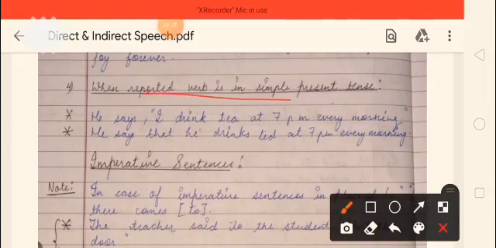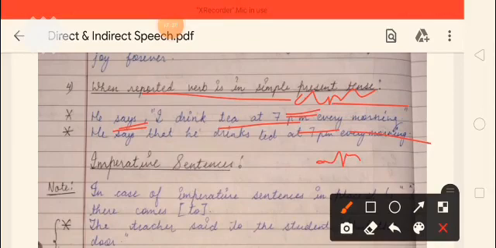Now the fourth one is, when the reporting verb is in simple present tense. Here the reporting verb I am saying is in simple present tense, that is, for example, say or says. In that case, there is no change in the reported speech. For example, he says, I drink tea at 7 a.m. every morning. Sorry, students, it will be 7 a.m.